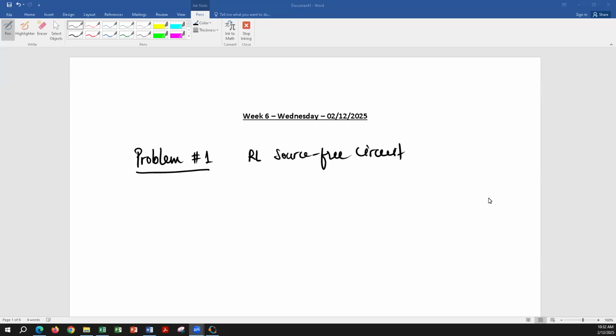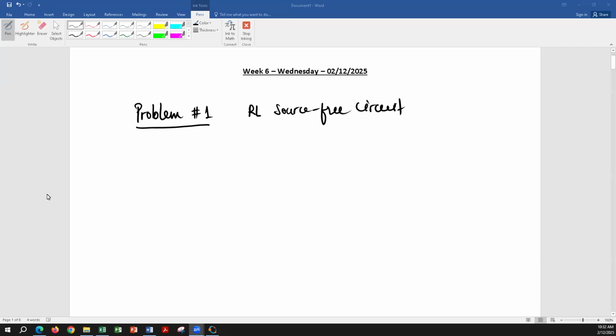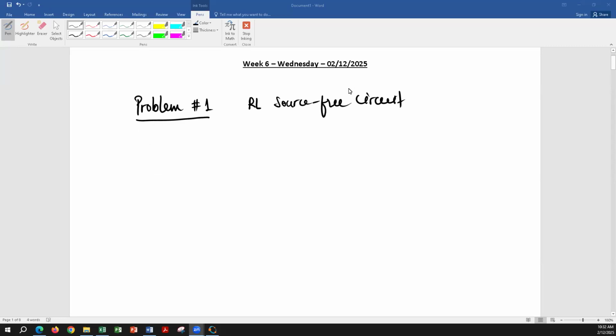Okay, guys, so we are going to start with one problem in the source-free circuit, although I did 3 problems already in yesterday's lecture that I posted, but let's do one more problem on this and then jump to the forced circuit like we did for the forced circuit for RC circuit. So let's go ahead and do one source-free circuit.